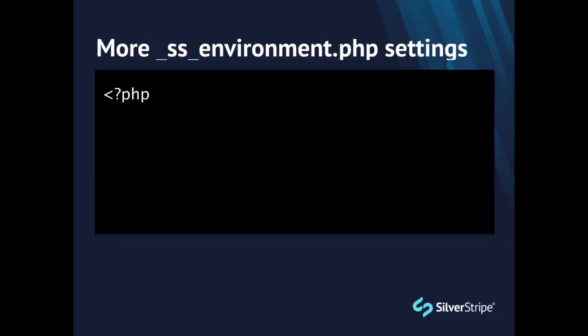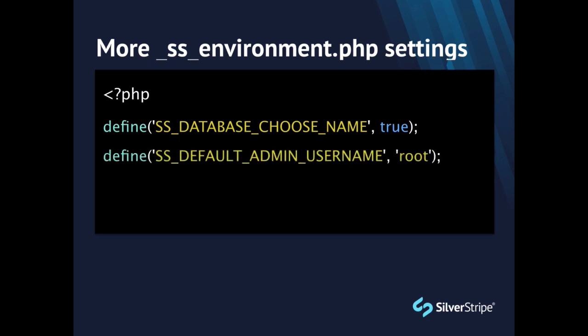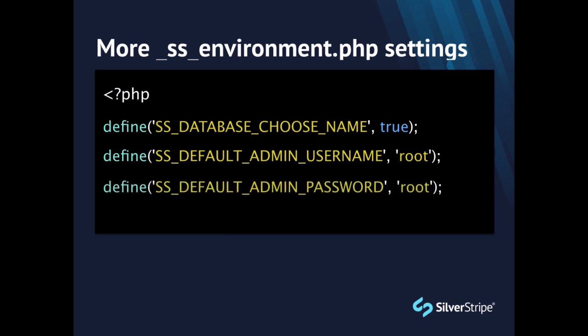So let's take this a step further with SS Environment. There are some more things we might want to throw in there. One of my favorites is SS Database Choose Name. By turning this on, it will tell SilverStripe to intelligently determine a database name so that you don't have to. It will look at the file system and see where the project is installed and choose a database name based on that. So that's really useful. Also, you can specify the default admin username and password. For local development, you're probably not too concerned about security, so having something easy to remember like root is just fine.